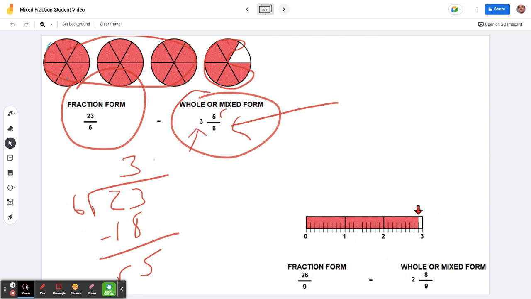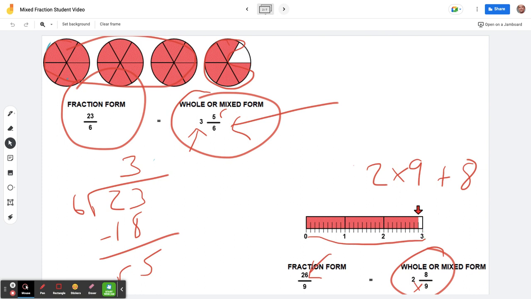So the 5 is your remainder, and then the 3 is your whole number. Okay? If you went the opposite direction, let's say we had 2 and 8/9, we would do 2 times 9, which is 18, and 18 plus 8, which is 26. And if you were to count these little tick marks on the ruler, it should equal 26/9. Otherwise, that ruler's messed up. But that's pretty much what it should be. So we're going to need that skill.